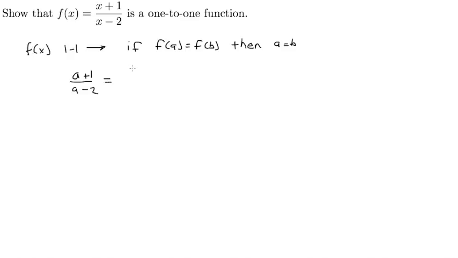And I suppose that they equal f of b. So I just replace my x's with b: b plus 1 over b minus 2. So we're going to manipulate this algebraically using just our regular rules of algebra, simplifying equations.